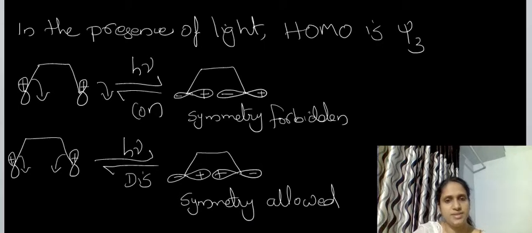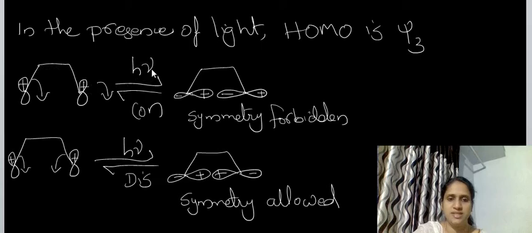Then what is the case of photochemical reaction? In the presence of light, what will be the HOMO of the C4 system? At excited state, HOMO will be Psi 3 in the case of butadiene or C4 system. So these will be the terminal lobes, plus and plus.